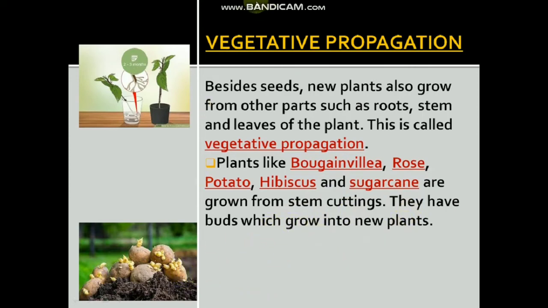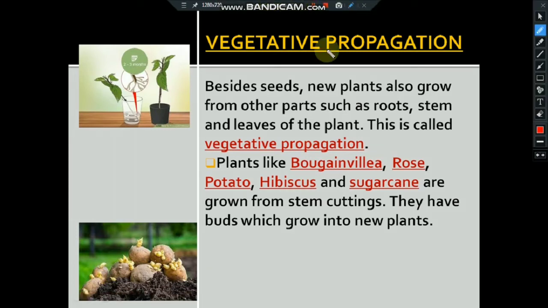Now, can you see in this picture? Wait, I'll show you. In this picture, can you see this? These are the buds of the potatoes, which are called eyes. From these the new plants are grown. So you don't have to plant the seed, because they are grown from stem cuttings. In this picture also, it is grown from stem cuttings. These are the examples: bougainvillea, rose, potato, hibiscus, sugarcane.